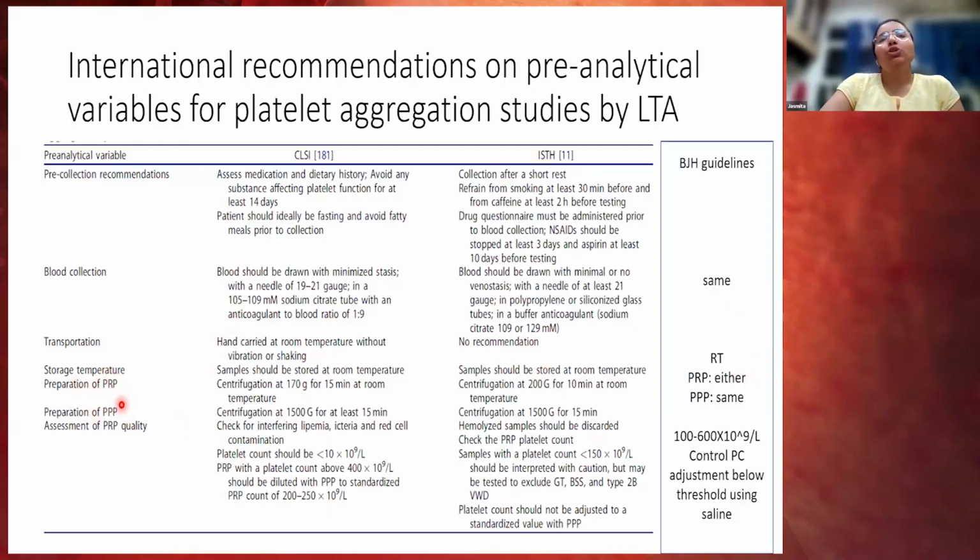Then for storage, for preparation of PRP, again, you can see that the CLSI guideline would recommend a lower speed for a higher time, 170 g for 15 minutes versus 200 g for 10 minutes. And for BJH, they say either methodology is okay. PPP, again, every guideline is on the same page. For assessment of PRP quality, CLSI recommends adjustment at above 4 lakh. However, ISTH doesn't give a specific guidance. The BJH guideline clearly states that from 100 to 600 × 10^9 per liter, there is no adjustment requirement. And if it has to be adjusted, it should be done with saline.